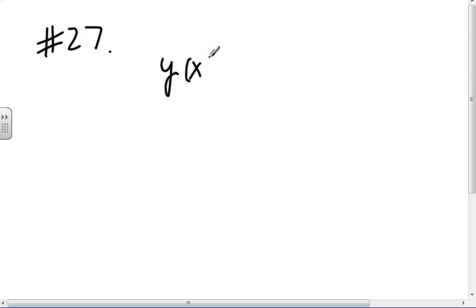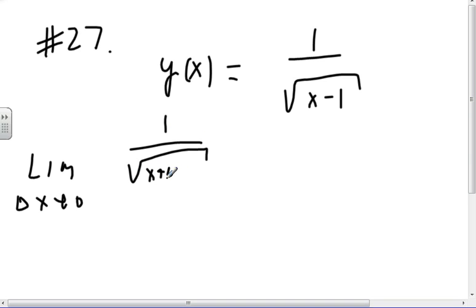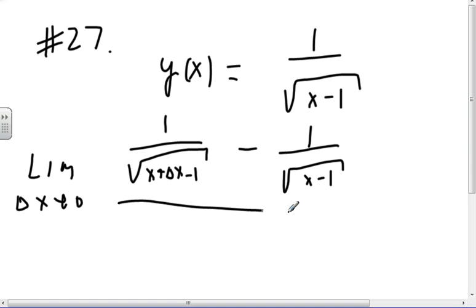y of x is 1 over the square root of x minus 1. Alright, so I got the limit as delta x goes to 0 of 1 over the square root of x plus delta x minus 1, minus 1 over the square root of x minus 1, divided by delta x.